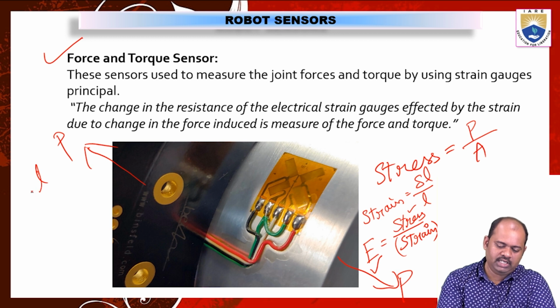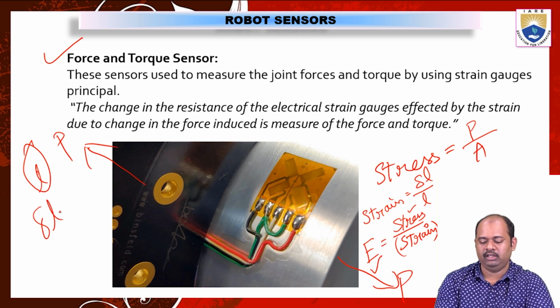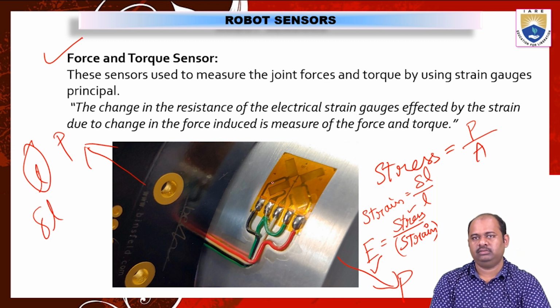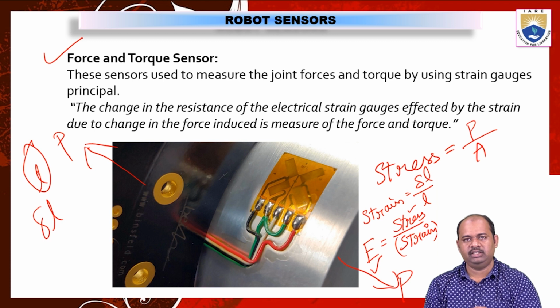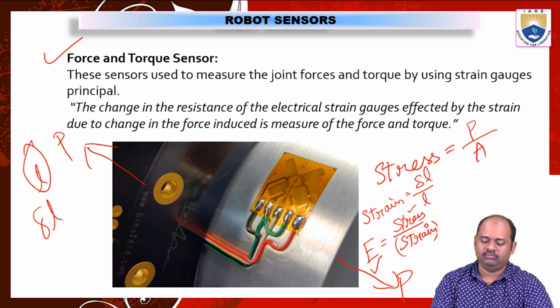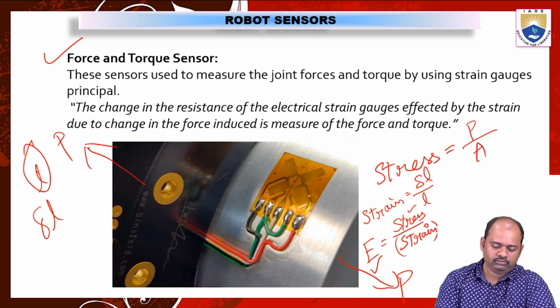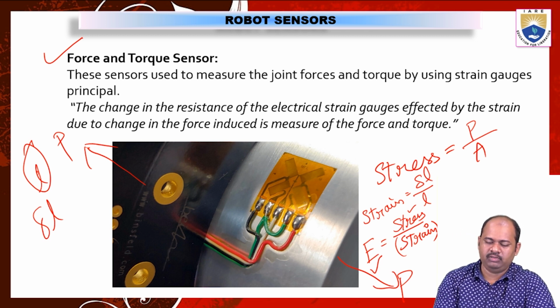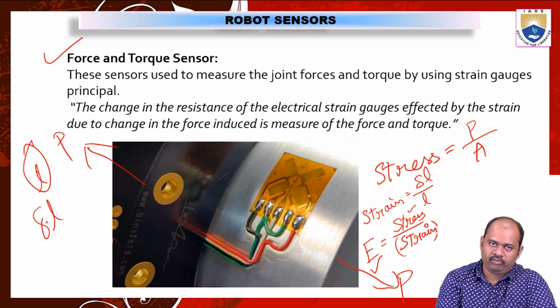Now I have seen the initial length of the body is L, and the change in length of the body is delta L, which is given by the strain gauge, because the strain gauge is a small thin patch which is attached to the body. This patch will elongate along with the main surface body. Now the deformation will be calculated by using the strain gauge, and we will get the delta L value.